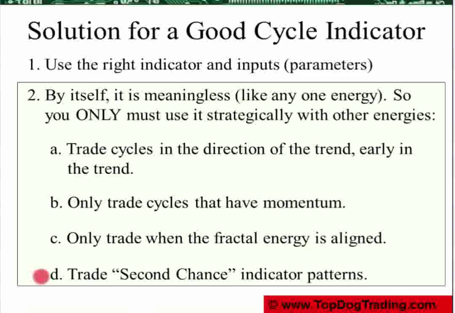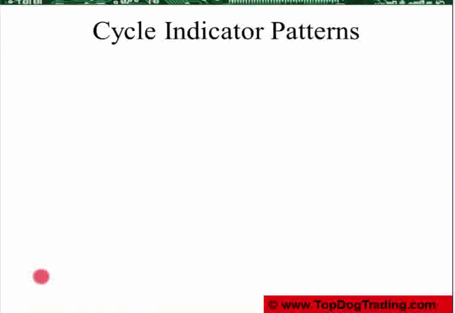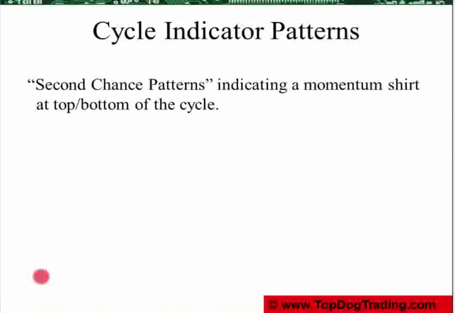Now that's all review. Here's the new one. We're only going to trade what I call second chance indicator patterns. Okay, I haven't covered this yet, so this is new. Second chance indicator patterns. So, what is this? A second chance indicator pattern is really indicating a momentum shift, a little typo there, should say shift, not shirt, a momentum shift at the top or the bottom of the cycle.